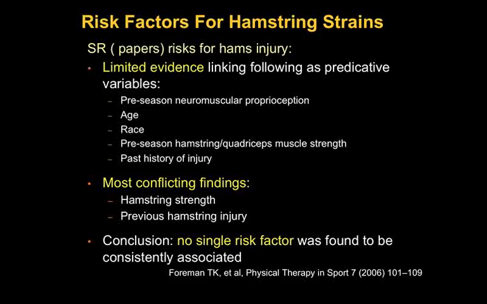In a systematic review looking at risks for hamstring injury, Foreman identified that there was limited evidence linking the following as predictive variables: preseason neuromuscular proprioception, age, race, meaning ethnicity, preseason hamstring quadriceps muscle strength, and past history of injury. So although there was limited evidence for those, there were conflicting findings for hamstring strength and previous hamstring injury in itself. And the conclusion was that there was no single factor that was found to be consistently associated with hamstring strain risk.